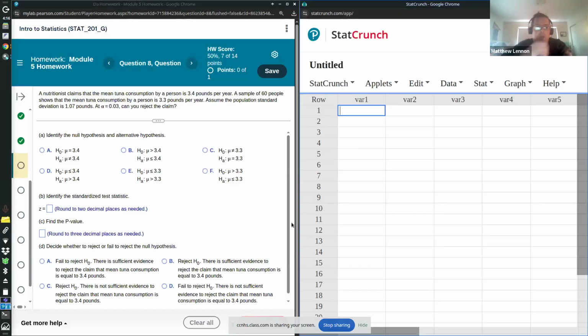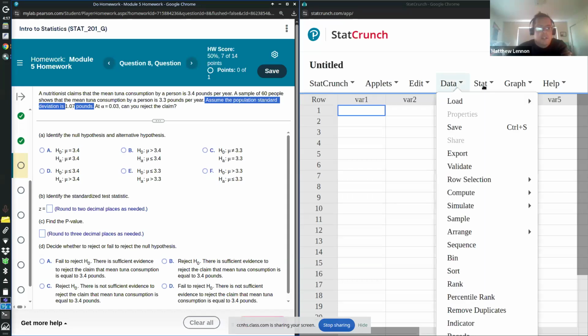All right. So again, we're doing mean hypothesis testing, and one of the big takeaways for us is whether or not we know the population standard deviation. If you know the population standard deviation, then you're going to be doing a z-test. If you do not, you're going to be doing a t-test. So this line right here, assume population standard deviation is 1.07. This is my indication that I'm going to be doing a z-test.